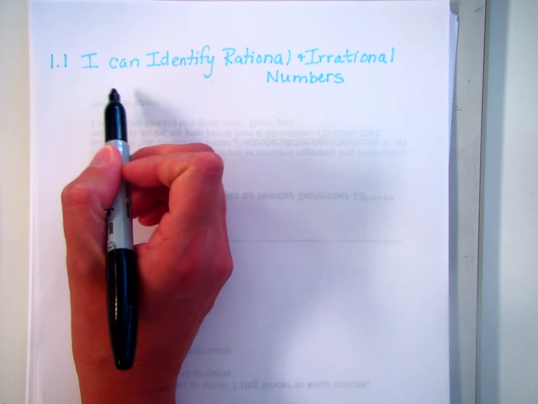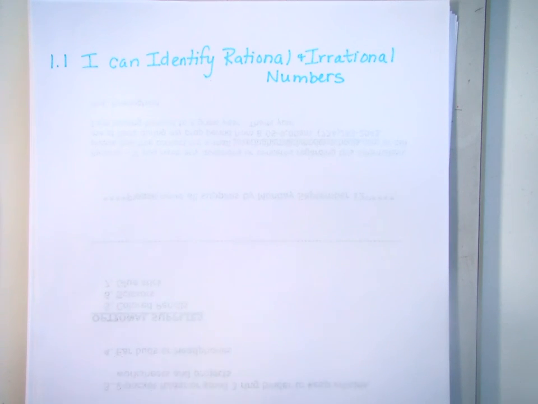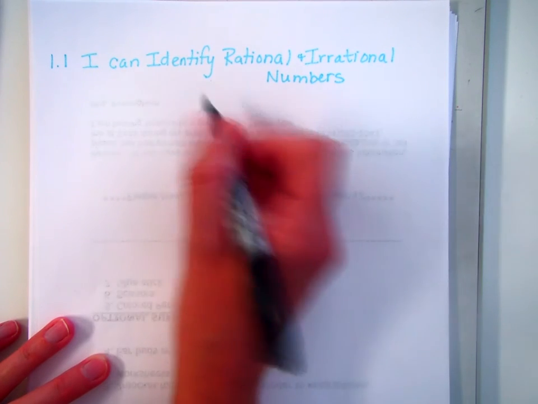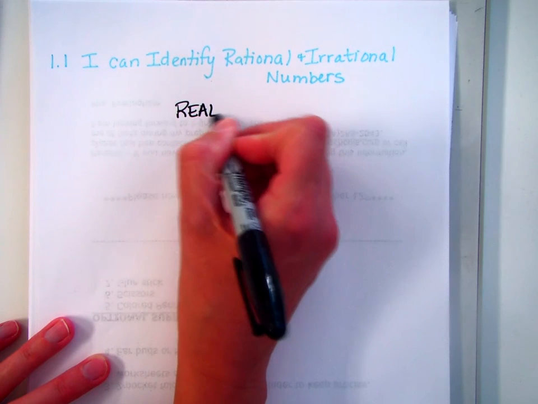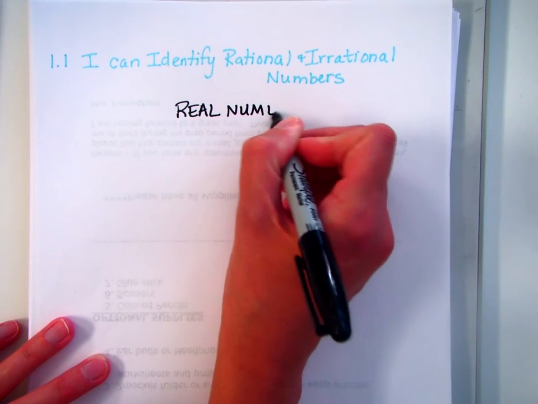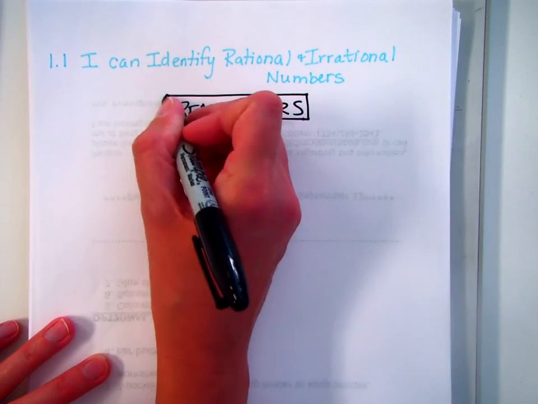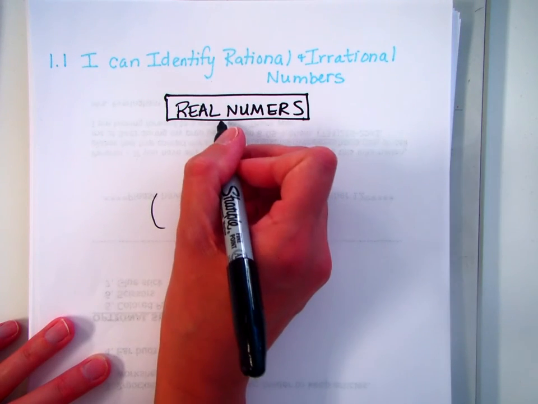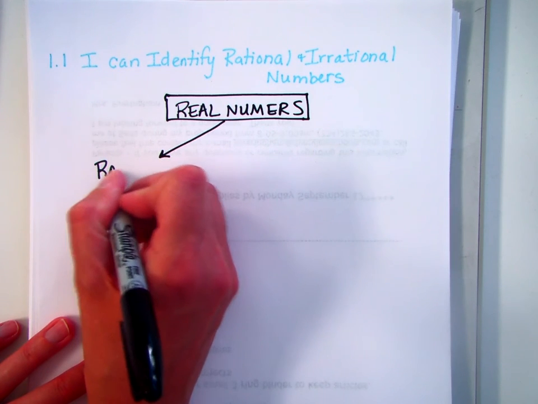Okay, so we're going to start with the first learning target, 1.1. I can identify rational and irrational numbers. And to begin, our overall numbers, we can title that, we have real numbers. Okay, and then these are broken down into two categories. So the first category we're going to talk about are our rational numbers.